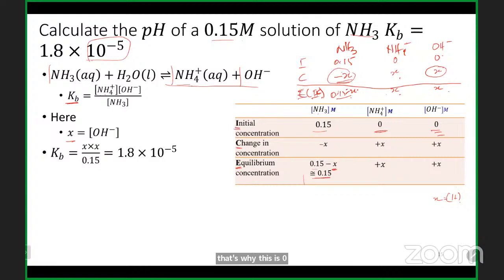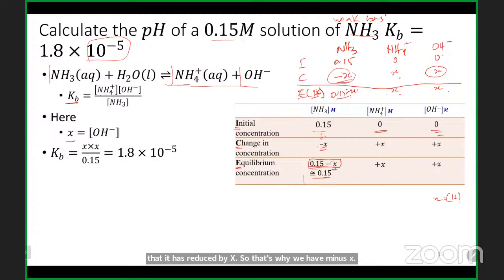We were not given the equilibrium concentration, but we can approximate it because we know we are dealing with a weak base. So the equilibrium concentration should be 0.5 minus how much has gone into the reaction. If we say that X has gone into the reaction, it means the concentration has reduced by X. So that's why we have minus X.